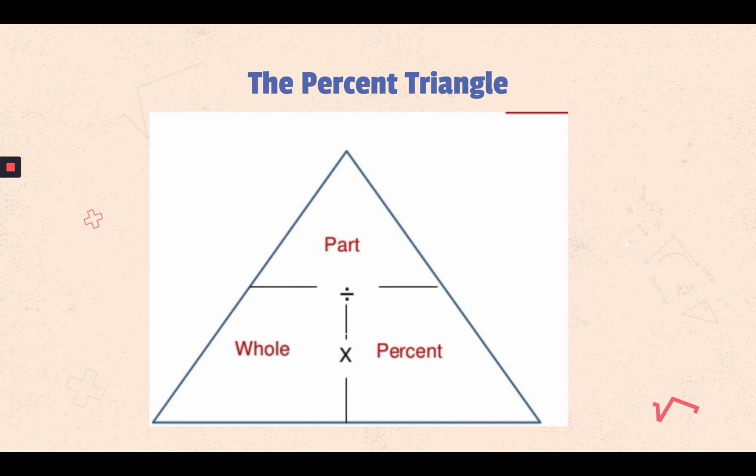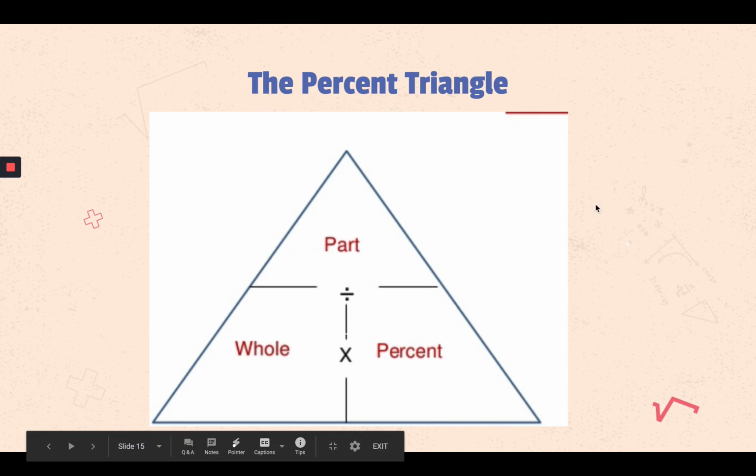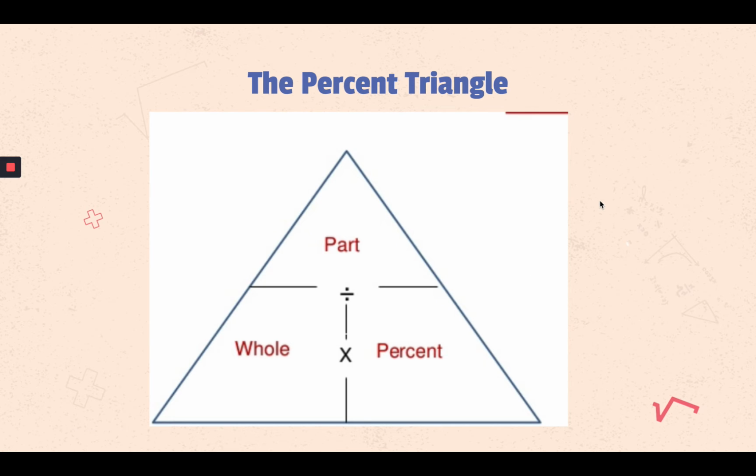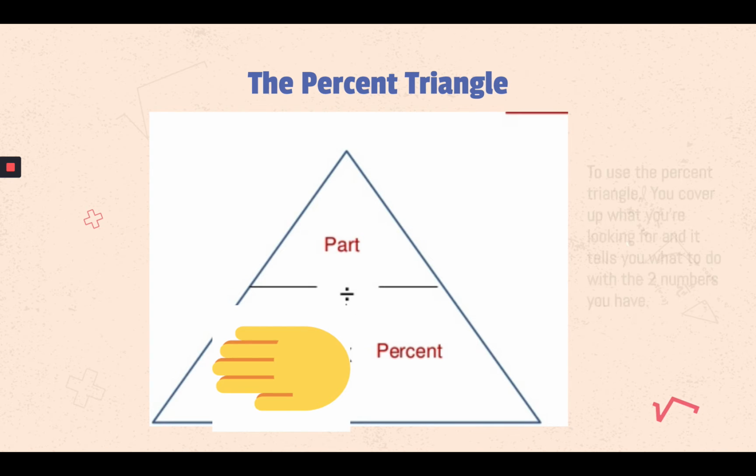So as always, I like to recommend the percent triangle. Part goes on top, whole bottom left, percent bottom right. And you use this by covering up what you're looking for. So today we're going to be looking for the whole amount. So you're going to do part divided by percent.